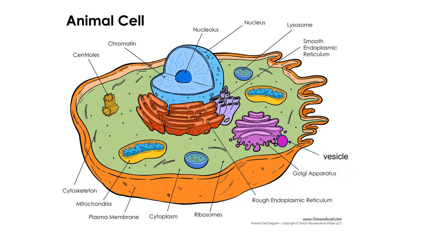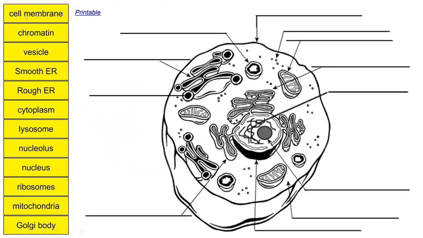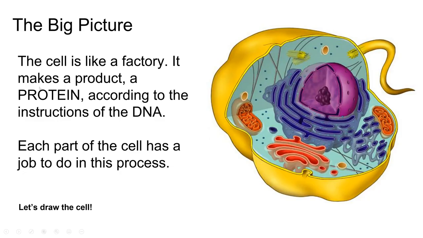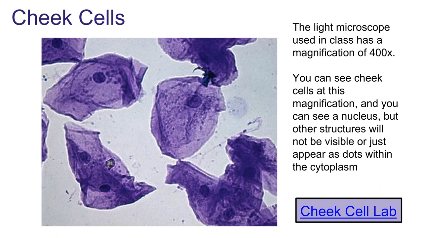Here's your animal cell again with all the structures that you know. Now, you need to test yourself that you can still label all of these correctly. The big picture is that the cell makes a protein. It's a factory run by the instructions of the DNA, and each part of the cell has a job to do. As stated, cells are microscopic. These are cheek cells. You can only see the nucleus and basically the plasma membrane in a light microscope at 40x, but it's 400x because the oculars also have a 10x magnification.